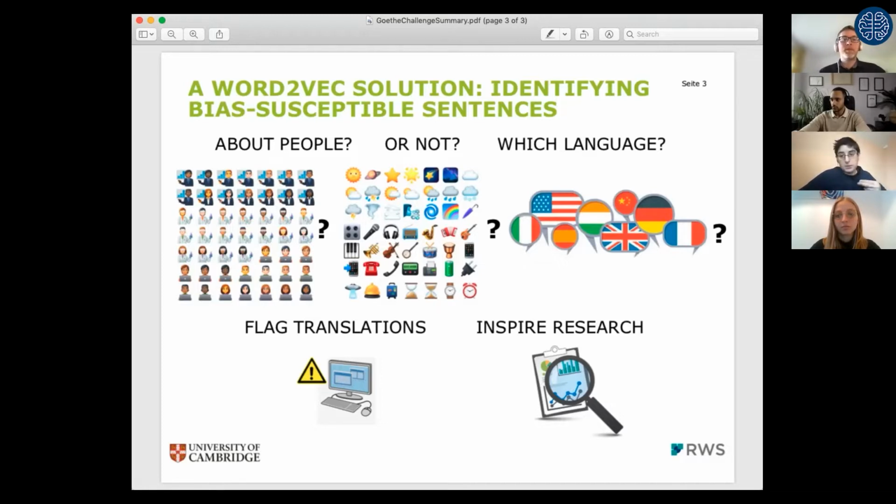And another element of this challenge was that a lot of research into this problem has been done in English, purely because there is a lot of widely used data sets in English. But I was really interested to see if these teams could expand this work beyond English to multiple other languages. And the goal would have been, on the one hand, to flag out translations that might cause problems, but on the other hand, to maybe inspire new research. As I said, a lot of this research is into English because that's where the data is.